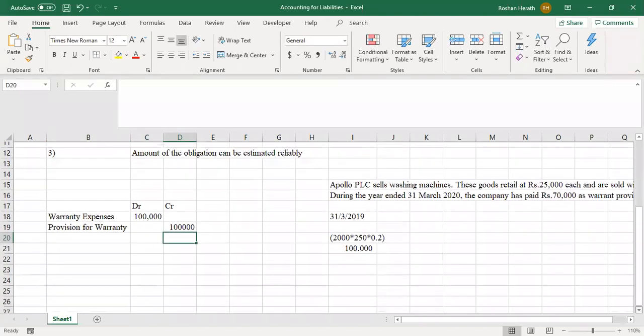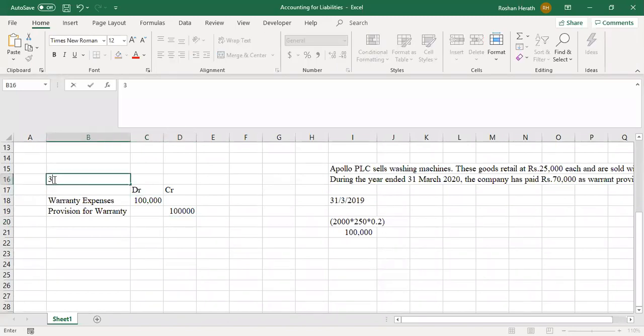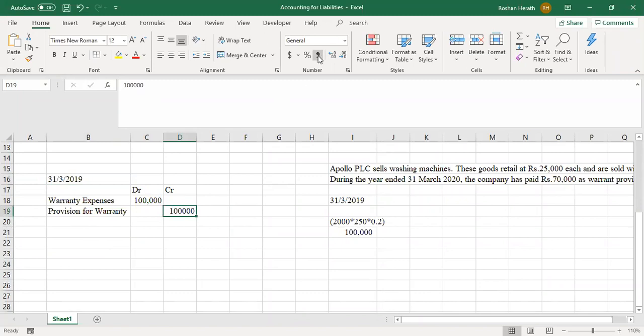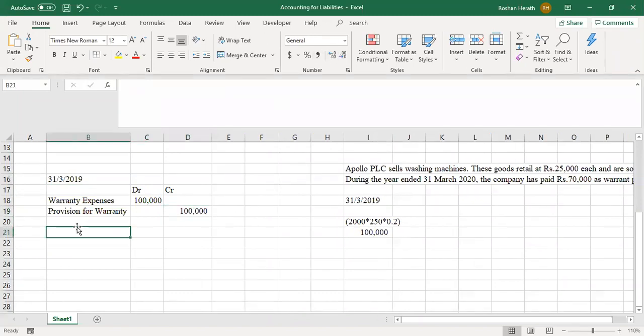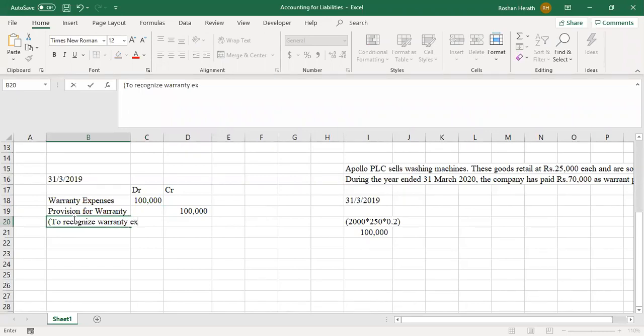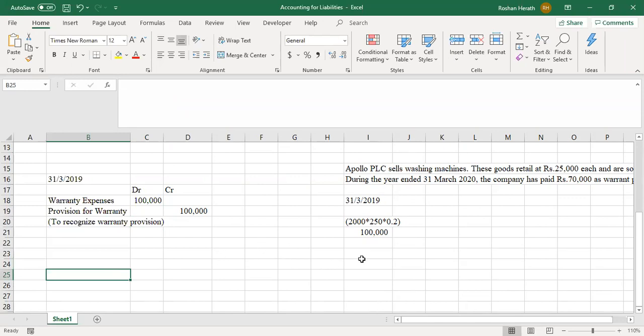So if I want to put this in an account, this is for the year ended 31st March 2019. So this is to recognize warranty expenses or warranty provision. Okay, so if I want to take account for that, it would go like this.